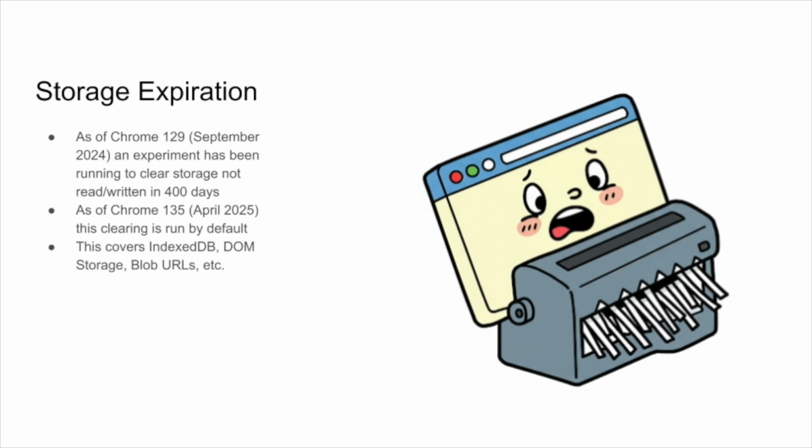And so in Chrome 129, which came out late last year, an experiment has been running to clear storage that hasn't been read or written to in 400 days. And as of this month, this is currently running by default. So this covers IndexedDB, DOM storage, blob URLs, etc. So anything besides cookies is covered by this. Cookies are covered by the previous slide.